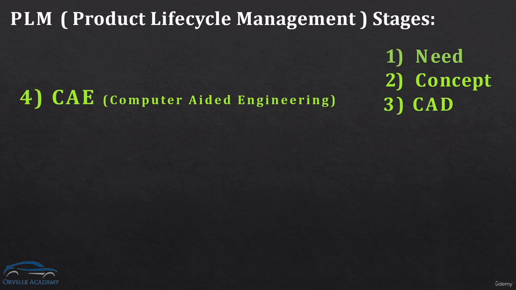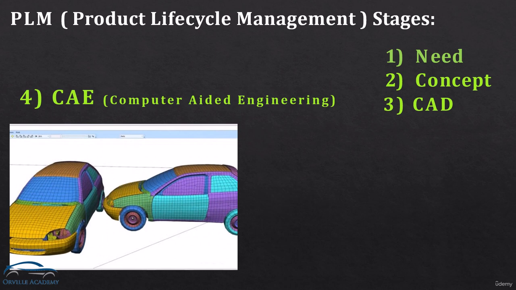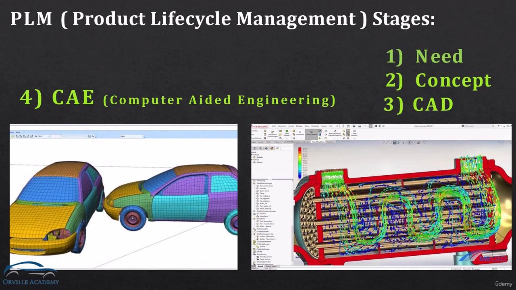In case of CAE, we can do various types of analysis such as crash analysis, drop testing, various durability, NVH and CFD analysis in order to validate the product. On my left screen, you can see there is an image of a car crash testing. And here I have the simulation for the heat exchanger. With the help of CAE, we can predict the failure before actually going for testing.